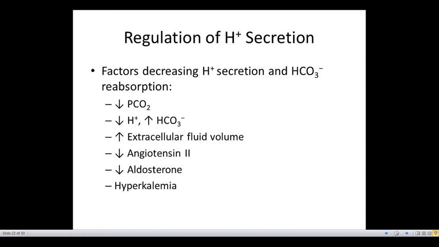Factors decreasing hydrogen ion secretion and bicarbonate reabsorption: decreased partial pressure of carbon dioxide, decreased hydrogen ions, increased bicarbonate ions, increased extracellular fluid volume, decreased angiotensin 2, decreased aldosterone and hyperkalemia.